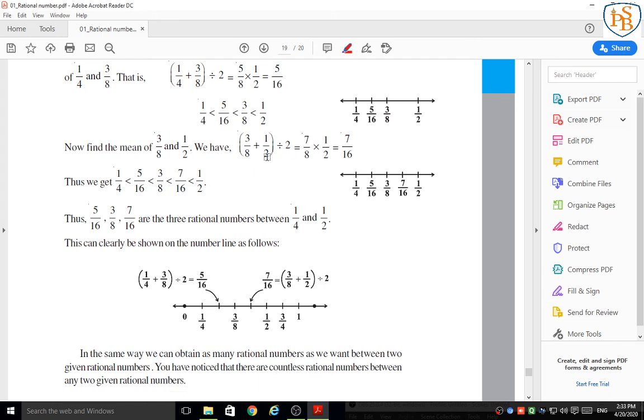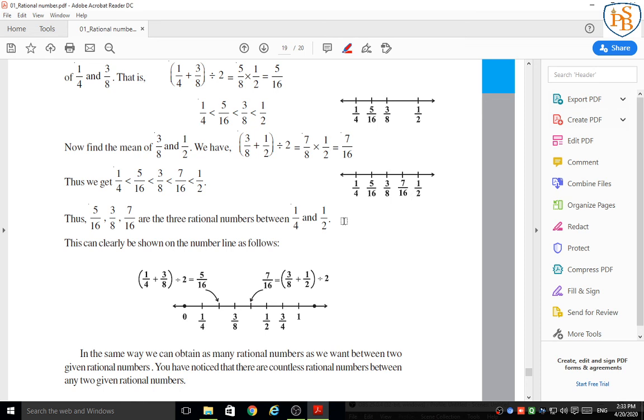Look at here. We have to equalize the denominators, so I have to multiply by 4. 4 twos are 8 and 4 ones are 4. This 4 and 3 will become 7, and 8 will remain the same. So 7 upon 8. Instead of dividing by 2, I write multiply by 1 upon 2. So 7 ones are 7 and 8 twos are 16. So 7 upon 16 is the middle number of 3 upon 8 and 1 upon 2.